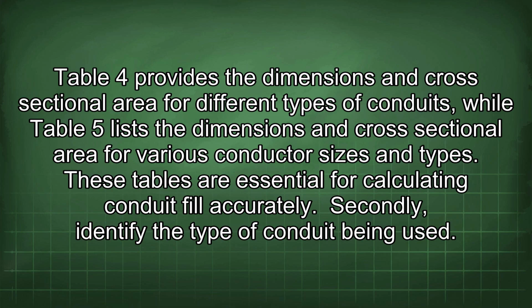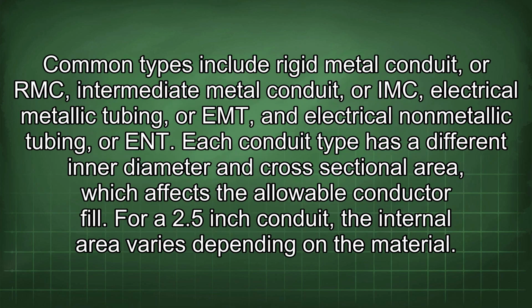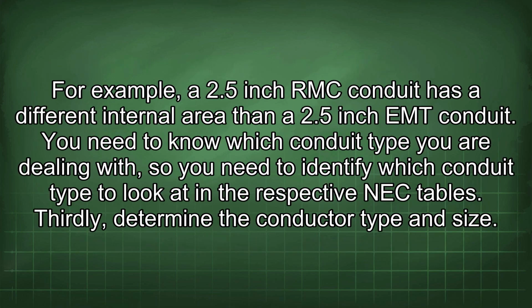Secondly, identify the type of conduit being used. Common types include rigid metal conduit, or RMC, intermediate metal conduit, or IMC, electrical metallic tubing, or EMT, and electrical non-metallic tubing, or ENT. Each conduit type has a different inner diameter and cross-sectional area, which affects the allowable conductor fill. For a 2.5-inch conduit, the internal area varies depending on the material. For example, a 2.5-inch RMC conduit has a different internal area than a 2.5-inch EMT conduit.